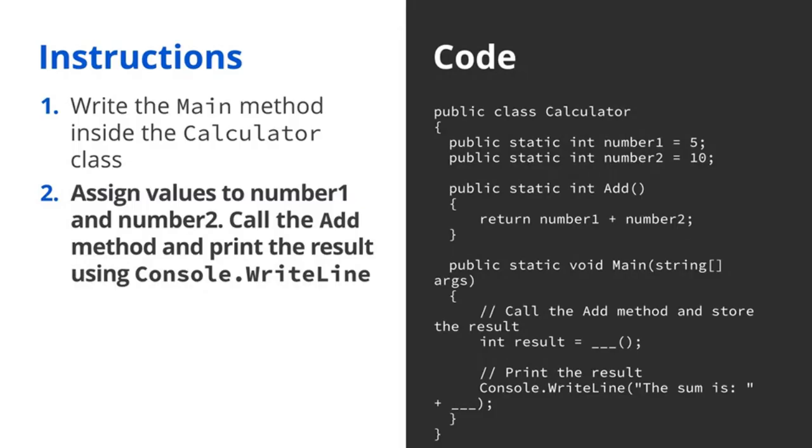In this case, inside main, we're going to assign values to number1 and number2, call the add method to calculate the sum, and use Console.WriteLine to print the results on the screen. Calling a method means running the code inside the method and using its result.